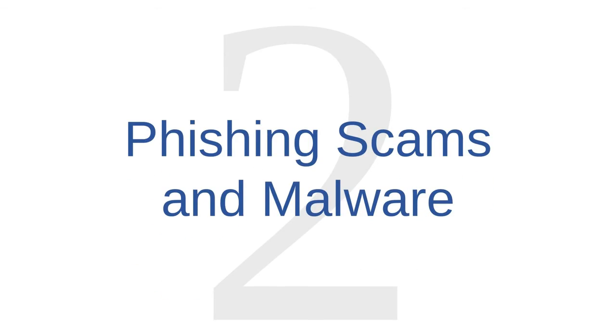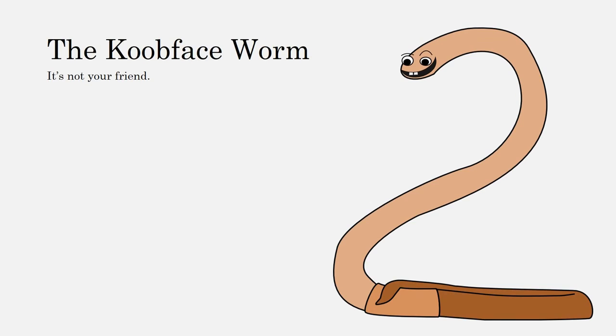Social media security threat number 2 is phishing scams and malware. Let's take a moment now to consider malware and phishing. We've already talked about both of these topics in other lessons, but now let's look at how malware and phishing scams can be aided by social media. Several malware and phishing scams are common on social networking sites.